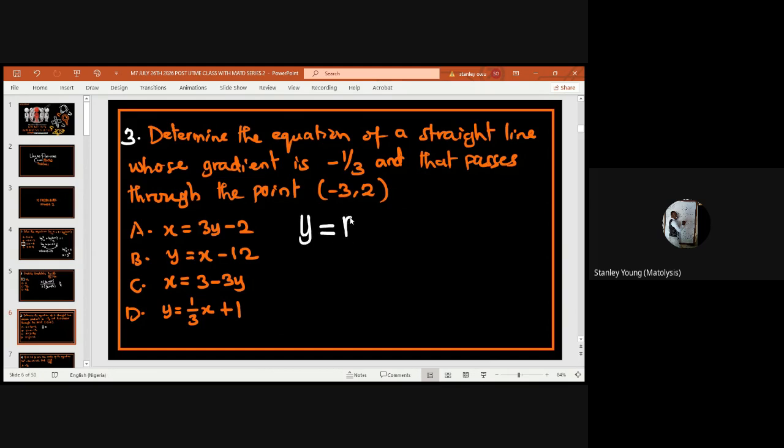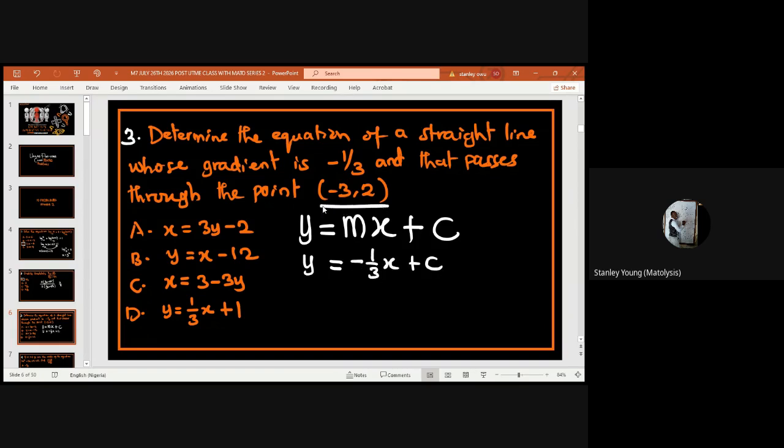The equation of a straight line is given as mx plus c. M is the slope. C is called the intercept on the y-axis. Right? So you go ahead and say y equals, our slope is negative 1 over 3. Knowing that the slope is negative 1 over 3, you slot it in. But do you know the y-intercept? The answer is no, you don't know the y-intercept. So you slot in minus 1 over 3 x plus c.